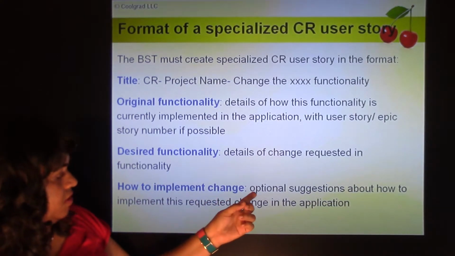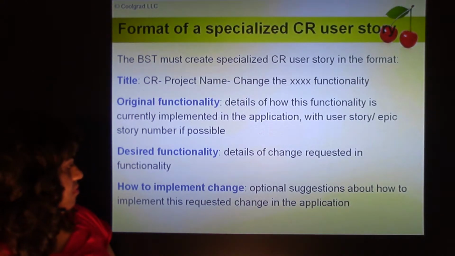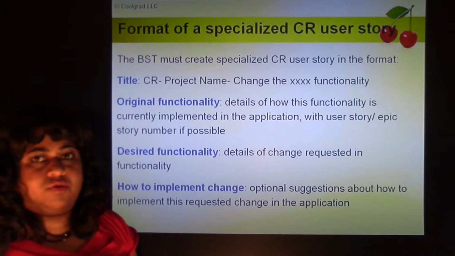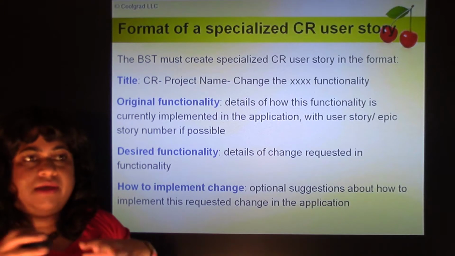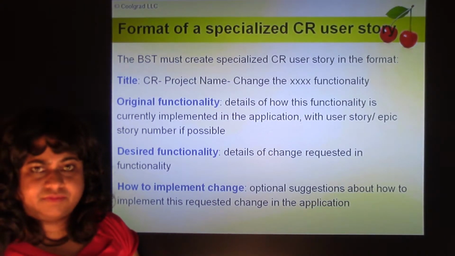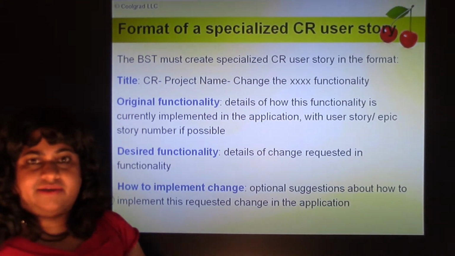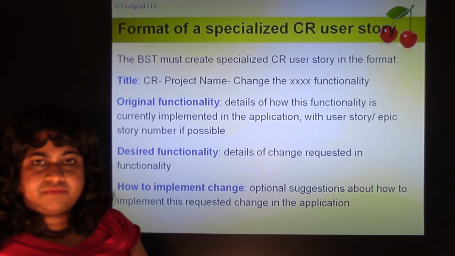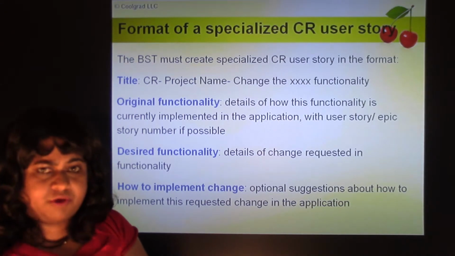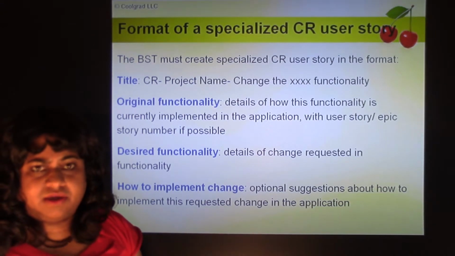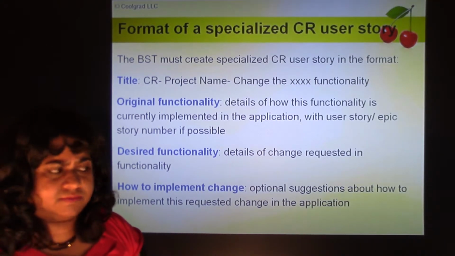How to implement the change: optional suggestions about how to implement this requested change in the application. So the product owner might also, or maybe the submitter might have submitted some details, or the BST might have identified some details about how this change request could possibly be implemented. It could also come from the end user. Let's say the help desk module has gone live, and then the field service engineer says, this is the change request I need in this help desk module, and this is how you can possibly do it by changing this functionality in this way. Not necessarily at a technical level, but at a functional level, they can say how they want the change request implemented.